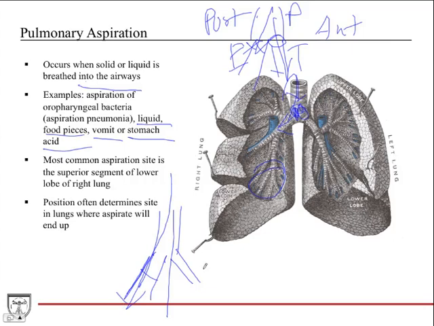And so that's why when you aspirate things, they're much more likely to go into the right side of the lung versus the left, because you have this wider diameter, it's just more room, and then also the angle, it's a more vertical angle, which allows it to more easily just slide right into the right side.